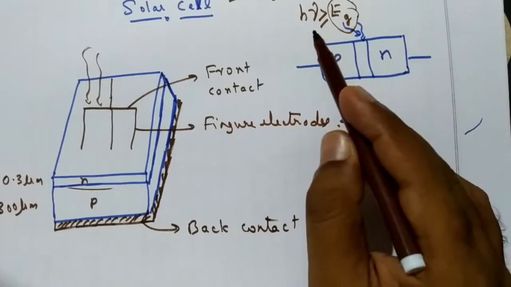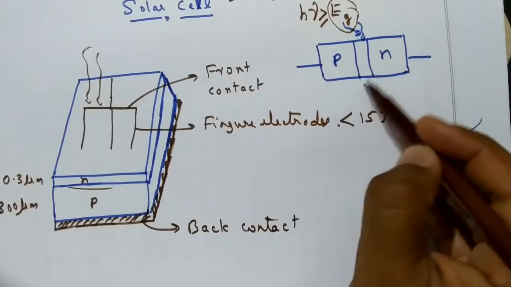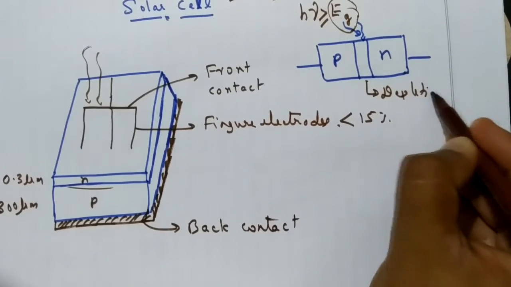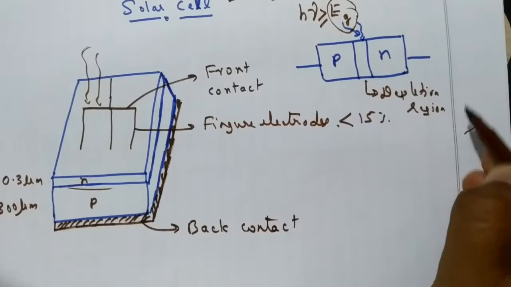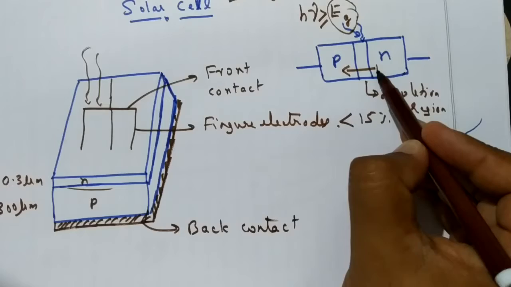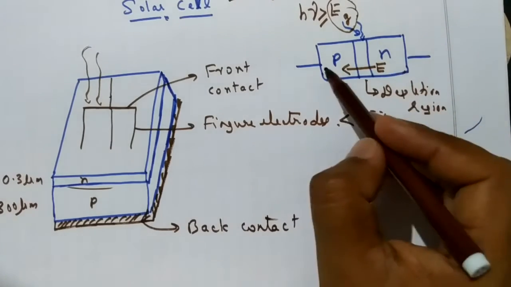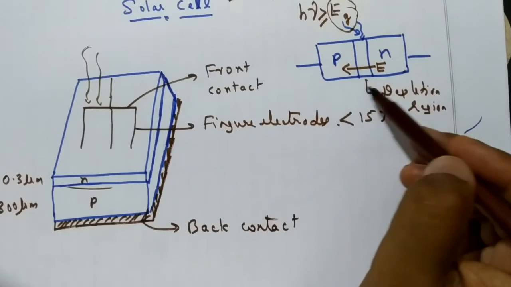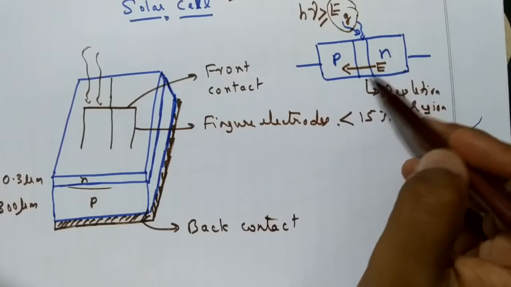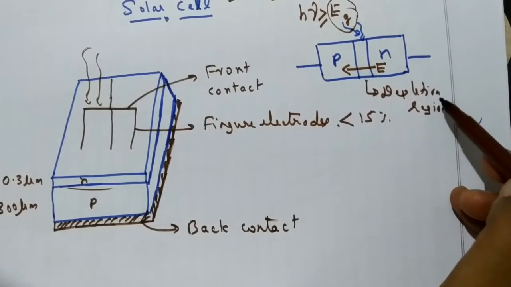When the energy is greater than the forbidden energy gap, electron hole pairs are generated near the depletion region. This is the depletion region. And there will be an electric field across the depletion region. This is E, and it is directed from the N side to the P side. I have explained the electric field in one of my videos, and the link is given in the description, and you can refer to that for how the electric field is generated and what is meant by depletion region, etc.